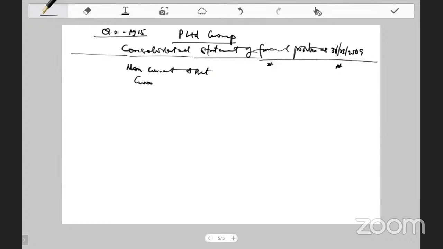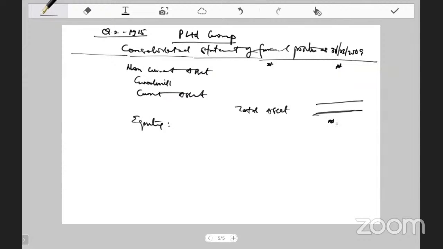After that, I leave the space for goodwill, in case there's any goodwill. And if there's no goodwill, I just put a dash. After that, I have what we call current assets. That is for my total assets. After that, I now move to my equity. Under my equity, I have my share capital. I tell you, this is my pro forma format. So after that, I move to what we call my group retained earnings.